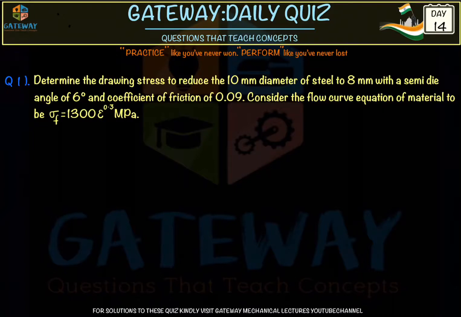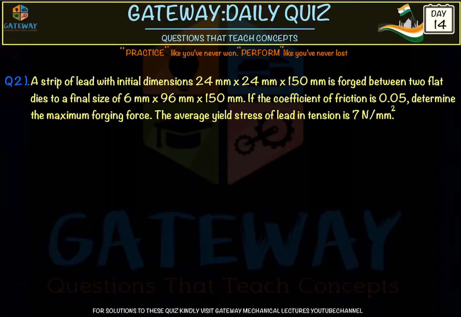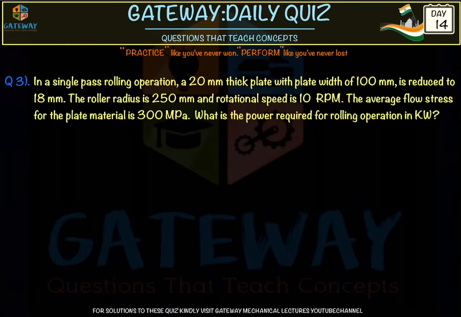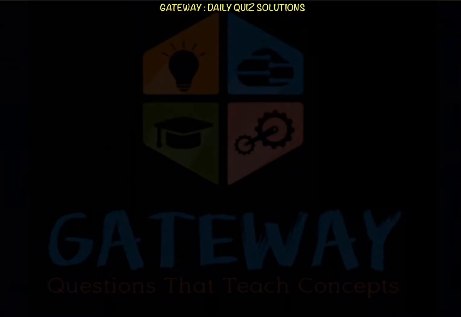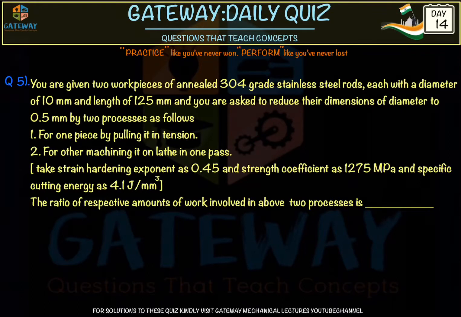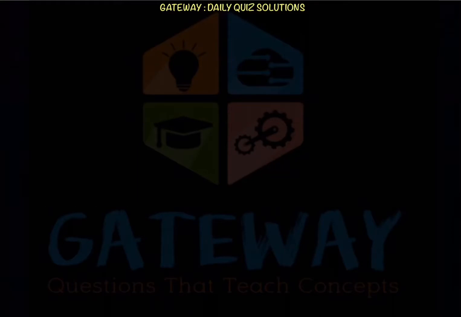Here we have the questions and solutions for the day 14 quiz, and today's topic is all about metal forming. Here is our first question, and it is on wire drawing. The second question is regarding forging. The third question is rolling, the fourth question is deep drawing, and the final fifth question is the difference between forming and machining. All five questions will be discussed today.